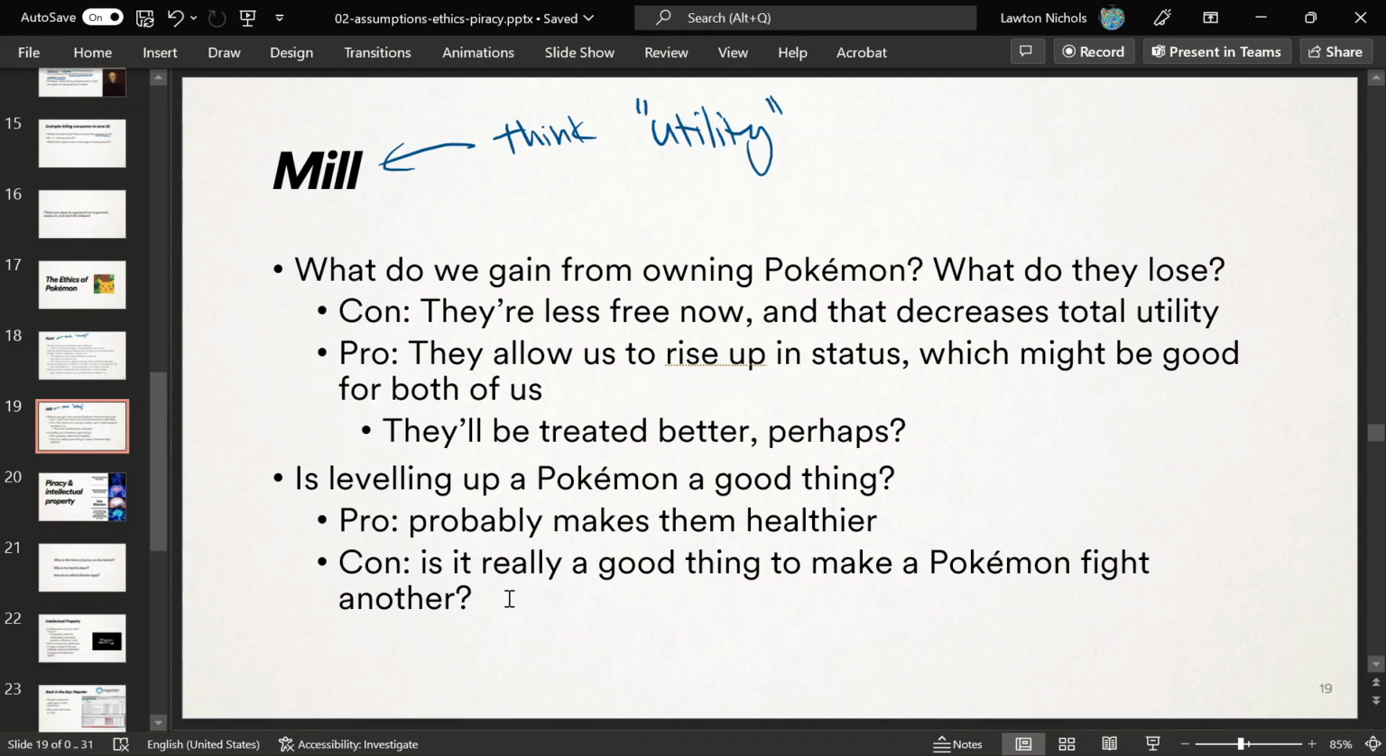So again, it's a pro-con list, and you'll have to come up with a bunch, and then you'll have to weigh them. That's a way of coming up with an argument in your essays. Okay? That's how John Stuart Mill might view the Pokemon universe, were he alive today. Any questions about this? Hopefully that gives you a flavor for how you might go about writing an essay and brainstorming your ideas and your arguments.